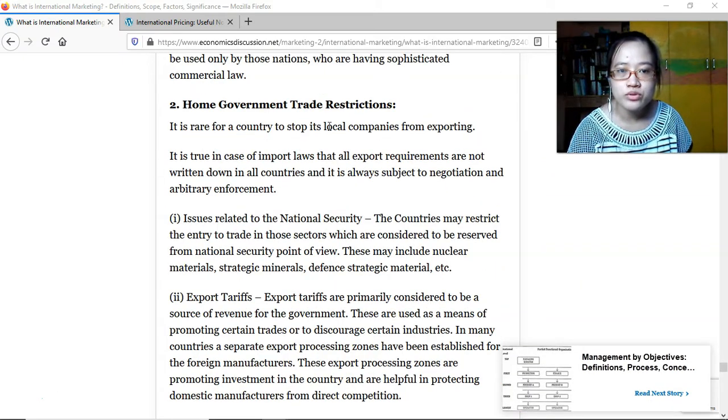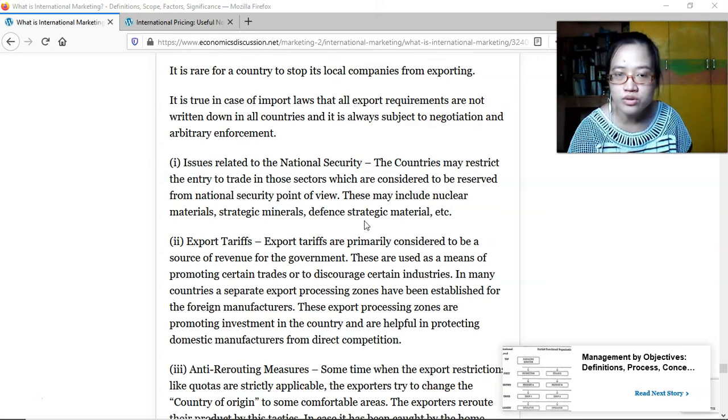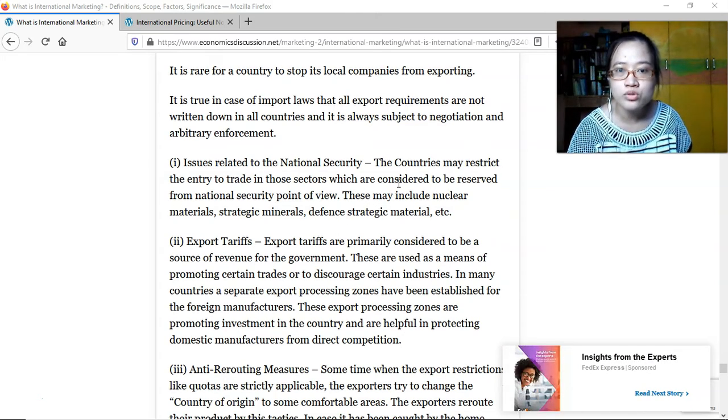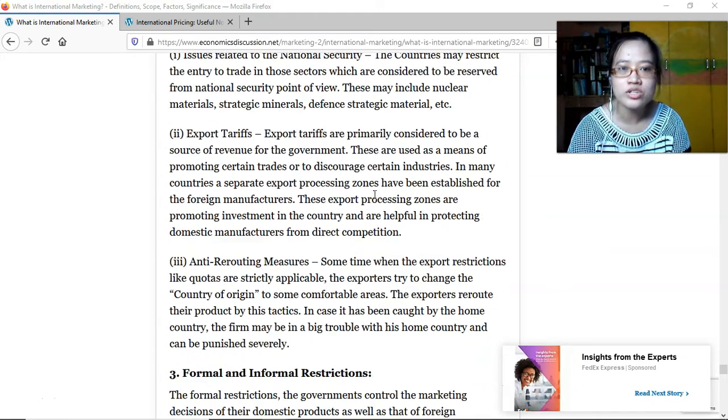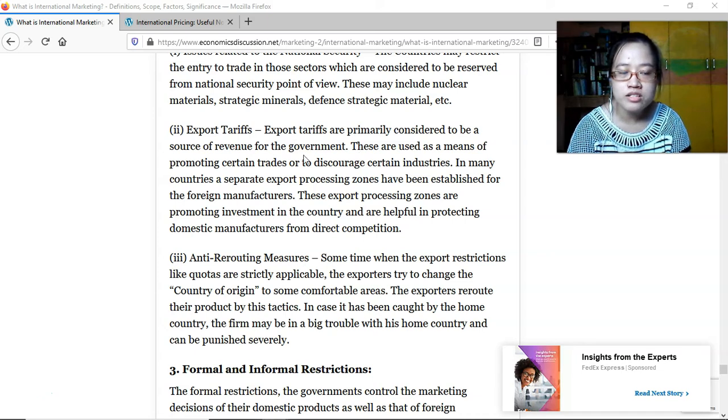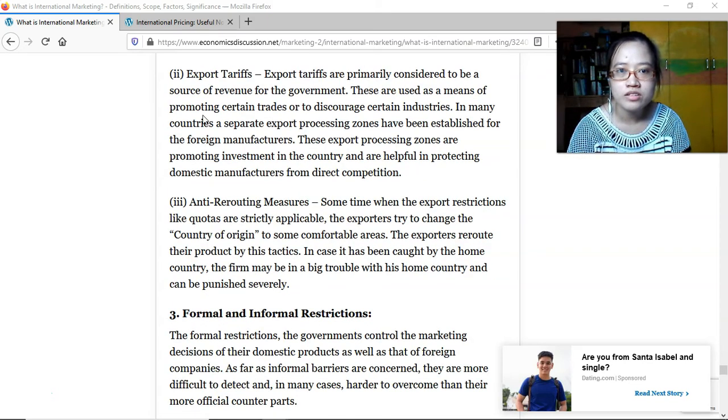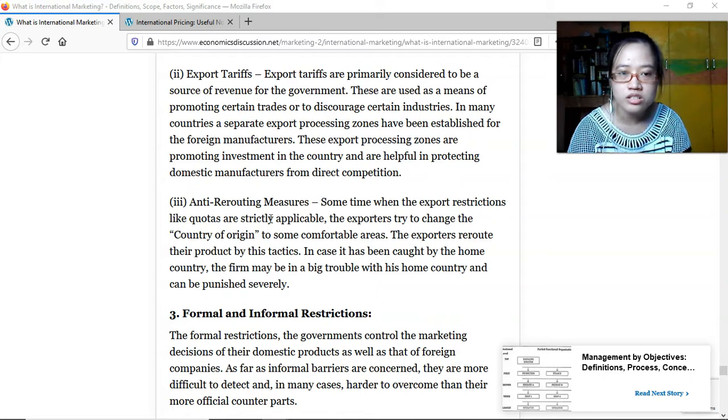Home government trade restrictions. Issues related to national security may restrict entry to trade in sectors which are considered to be reserved from a national security point of view. Nuclear materials, strategic minerals, defense strategic materials. Utilities and communications are sometimes exclusive to local companies. They don't allow foreigners to handle those industries. Export tariffs are primarily considered a source of revenue for the government, a means of promoting certain trades or discouraging certain industries. Some sort of additional charges.